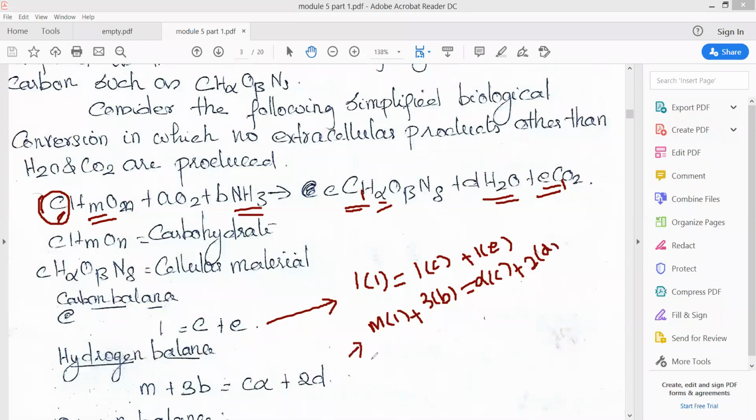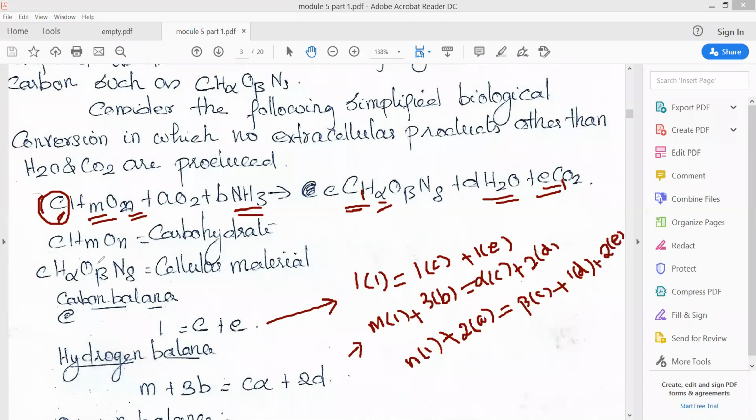And the next is the oxygen balance. How will you write it? n into coefficient 1, so n into 1, plus you have 2 oxygen and the coefficient is a, so 2 into a, is equal to beta into c, plus 1 into d, plus 2 into e. So this is called the elemental balance.